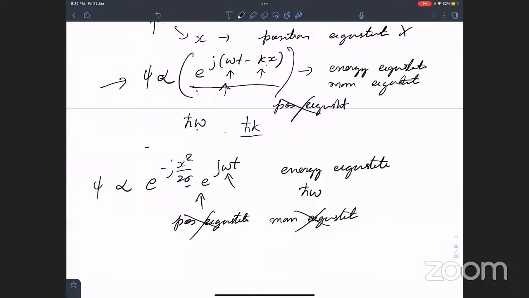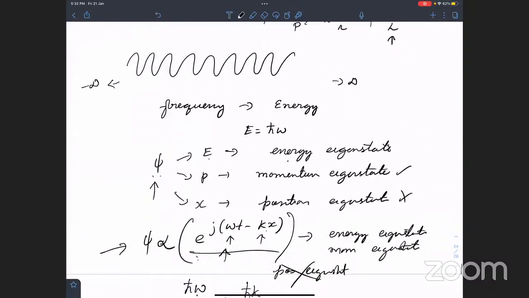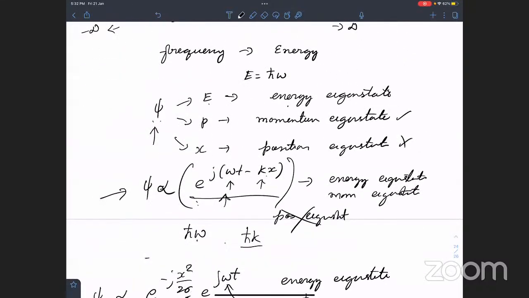Great. So this is a Gaussian wave packet. It is neither a position eigenstate nor a momentum eigenstate, but it is an energy eigenstate. I hope the idea of what an eigenstate is is clear to you.